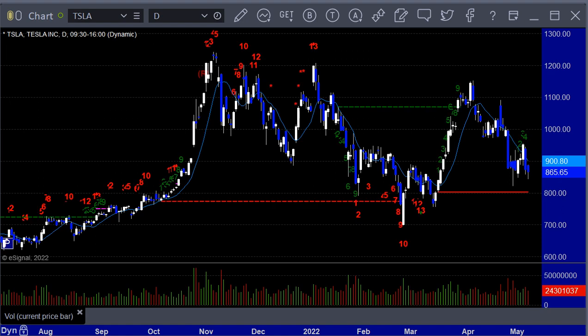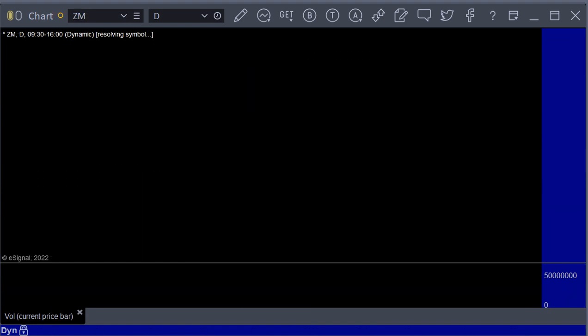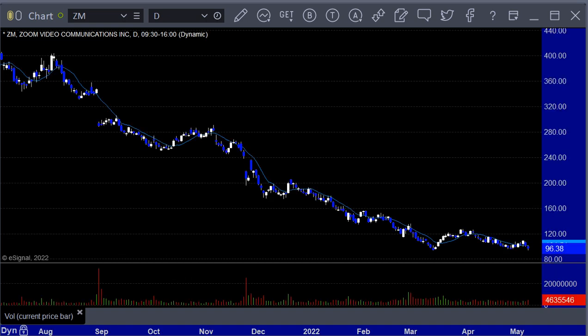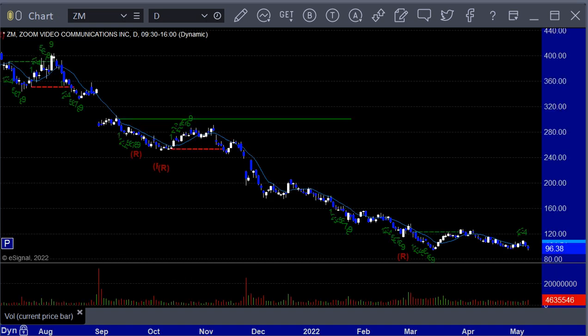Tesla down $7.63. Another ugly chart. Zoom down $4.46. We made some money there. VIX up 7 cents.